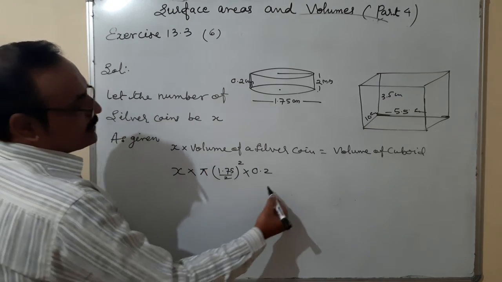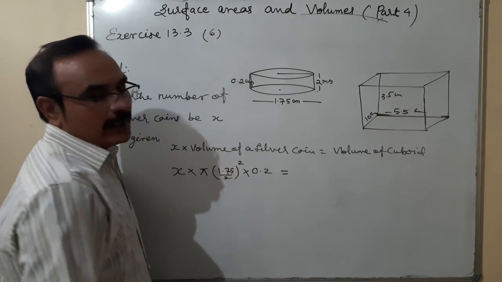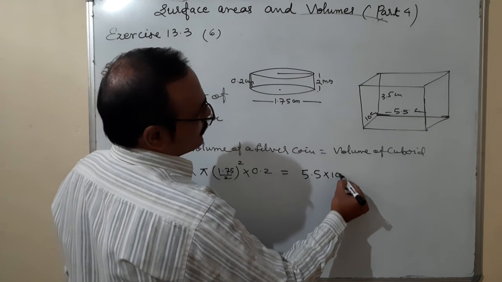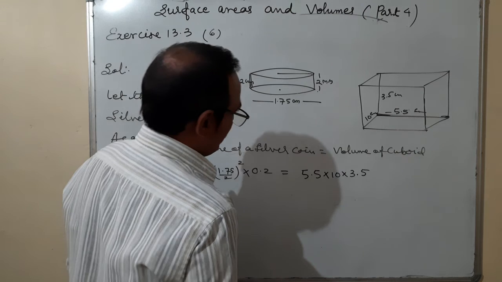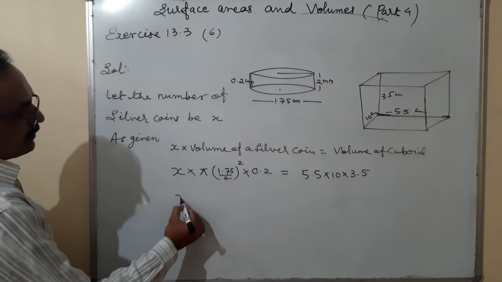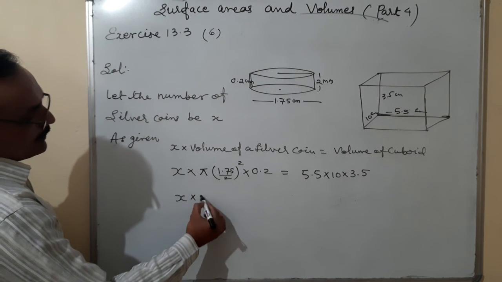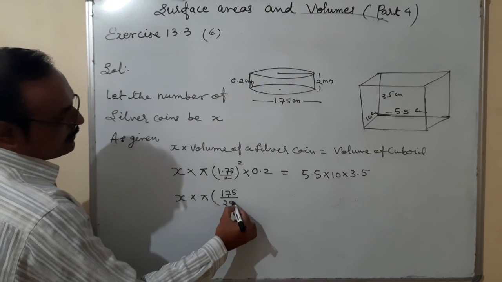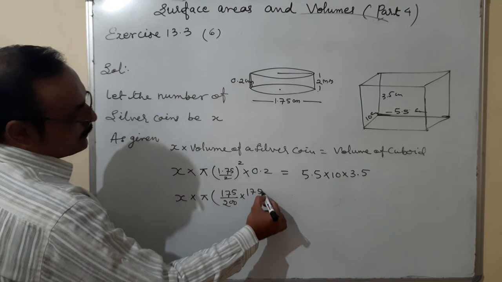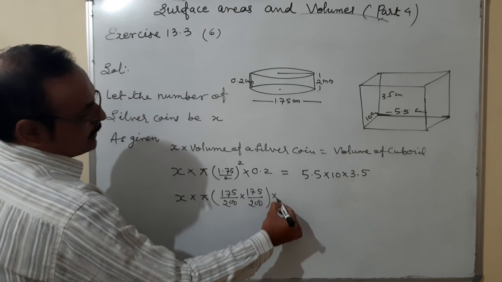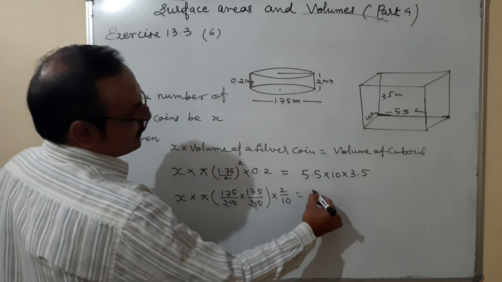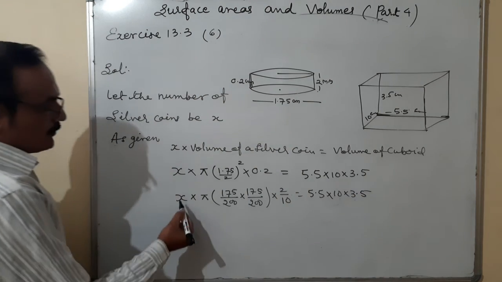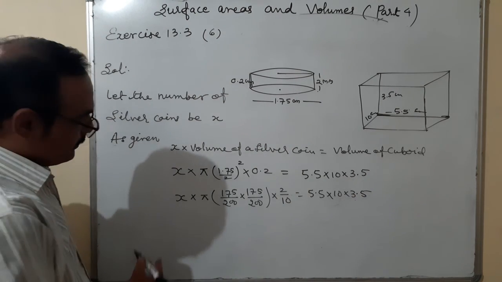Pi r square h is equal to the volume of a cuboid, L into B into h, length into breadth into height: 5.5 into 10 into 3.5. So x multiplied by pi, 175 upon 200 multiplied by 175 upon 200 and multiplied by 2 upon 10 is equal to 5.5 into 10 into 3.5, because here we are finding the value of x.